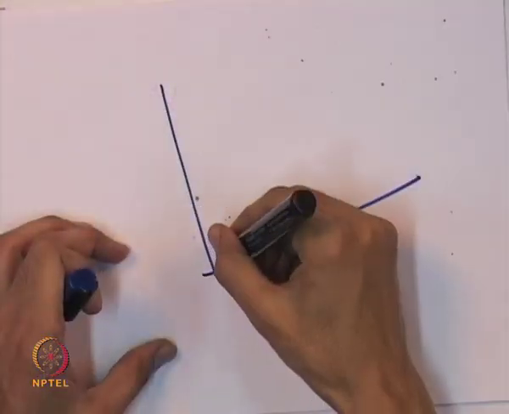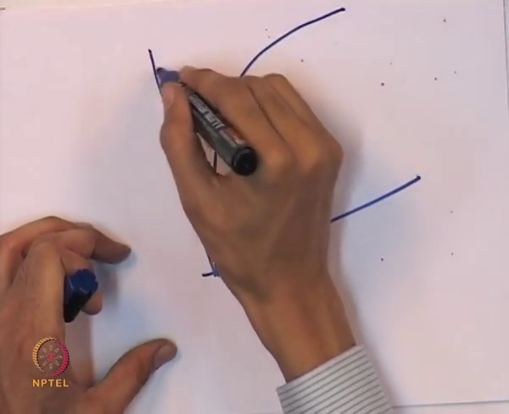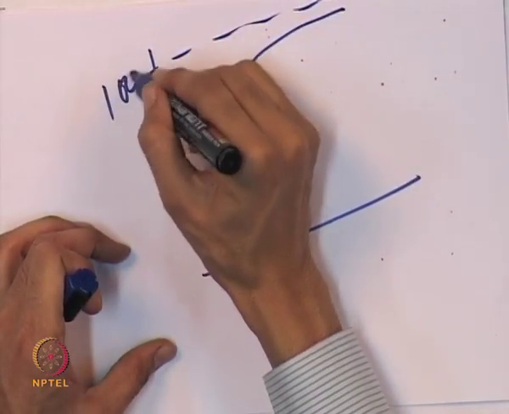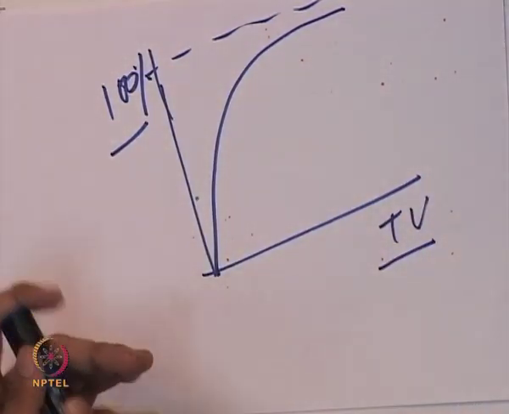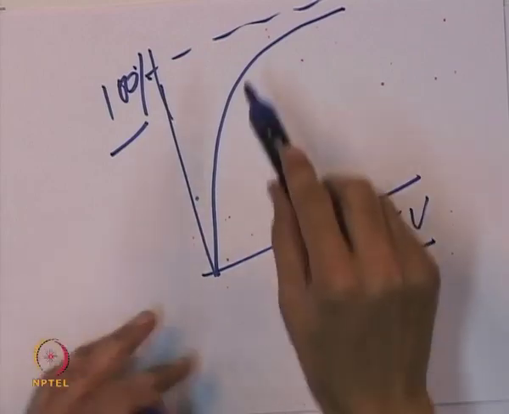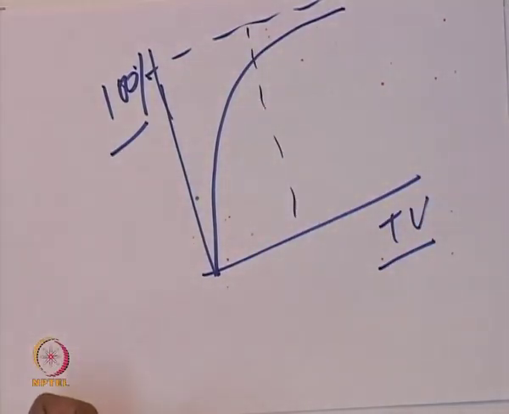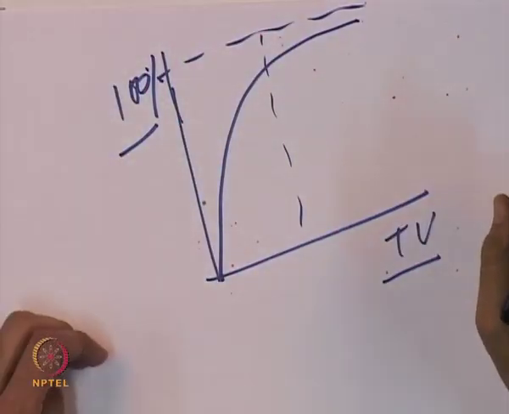So, that means the nature of the curve that we were looking for can be like this, where this is 100%, and these are the test vectors. Here we are interested in the following: most of the time in practical systems, because we have some random pattern resistant faults, we may not be able to get very high fault coverage even after running the LFSR for a long time.